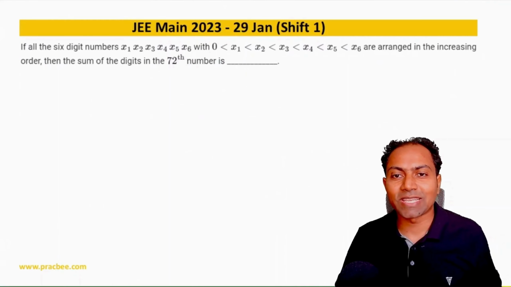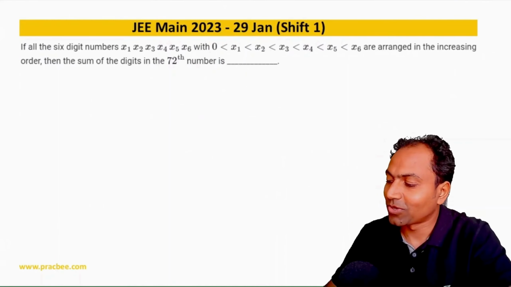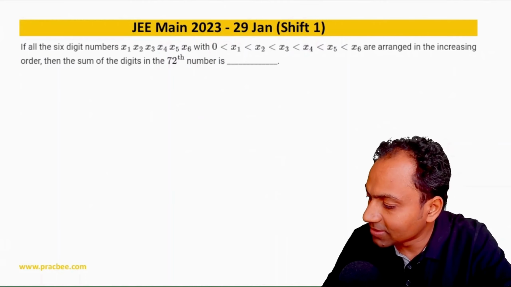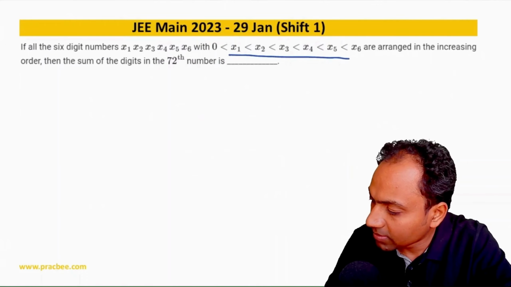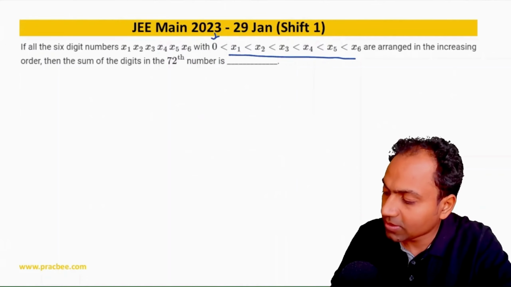Now this next question is again a very interesting question asked on numbers. What they're saying is, you need to write the numbers in such a manner that x1 is greater than x2 is greater than till x6, and all of these numbers are greater than 0.